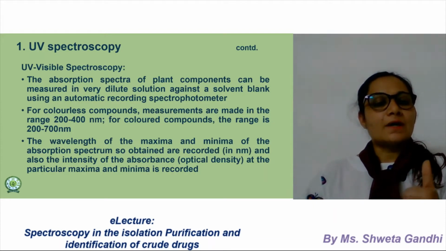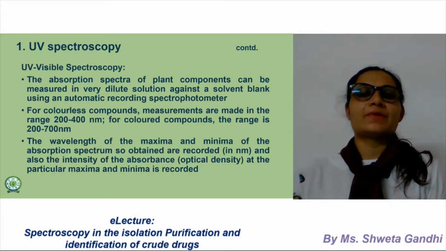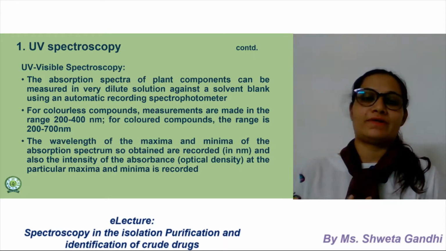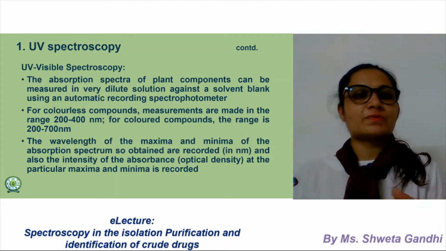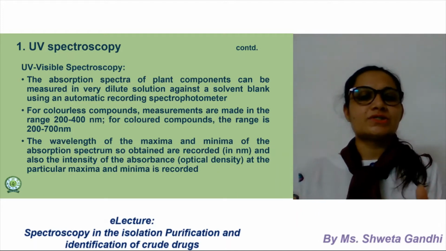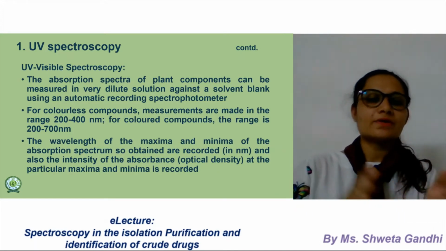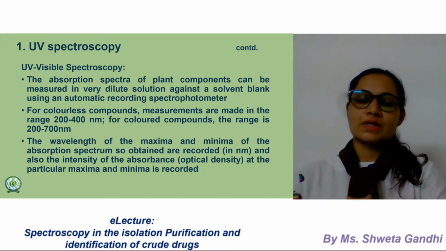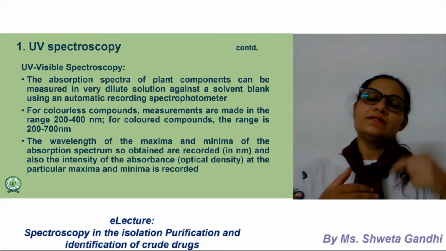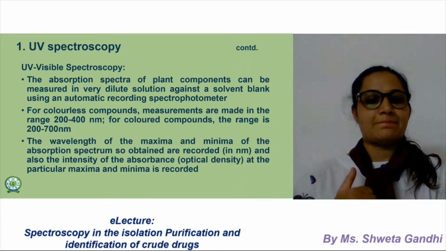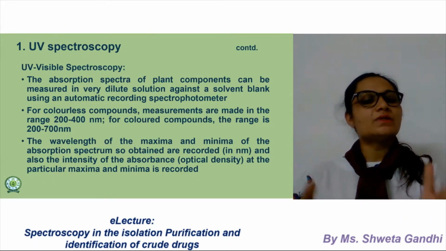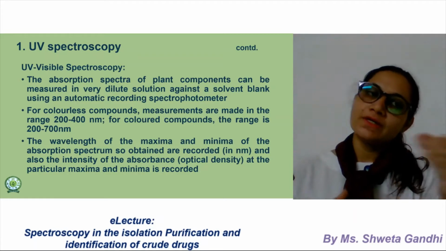Now, the absorption spectra of plant components can be measured, as I have told you, in various dilute solutions against a blank solvent. And the UV spectrophotometer is an automatic recorder. For UV spectroscopy, the range for colorless compounds is 200 to 400. For colored compounds it is 200 to 700. The wavelength of the maxima and minima in this spectroscopy is measured in nm, and the intensity of absorbance, that is optical density, at the particular maxima and minima should be recorded.